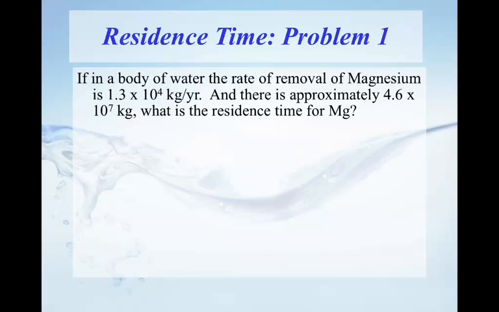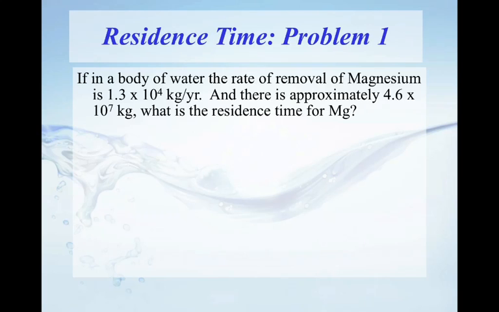In this problem, we have a body of water where the rate of removal of magnesium, a metal, is 1.3 times 10 to the 4 kilograms per year. And there's approximately 4.6 times 10 to the 7 kilograms of magnesium. So what is the residence time? Well, first thing we're going to do is check and make sure that we have the same units for each. So we have kilograms and kilograms, so we don't need to do any conversions to start with.